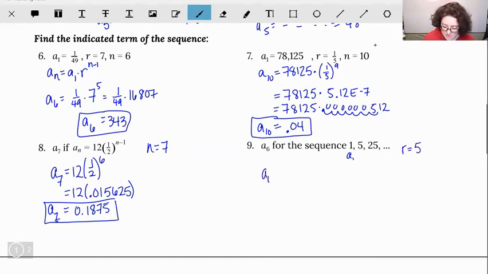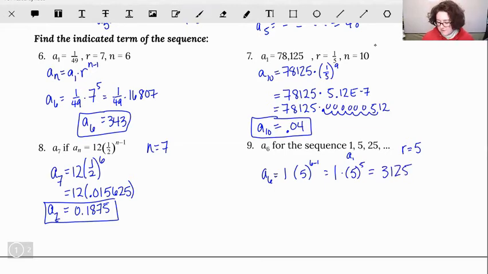So a sub 6 equals 1 times 5 raised to the n minus 1, aka 1 times 5 raised to the 5th power. So 5 raised to the 5th power, large value, that's going to be 3,125. And the whole thing gets multiplied by the 1 out in front. So that's all there is to it.